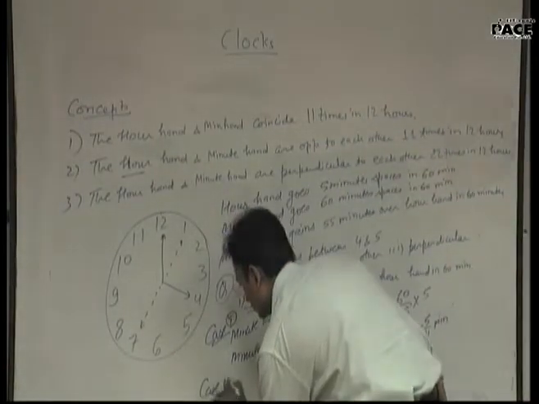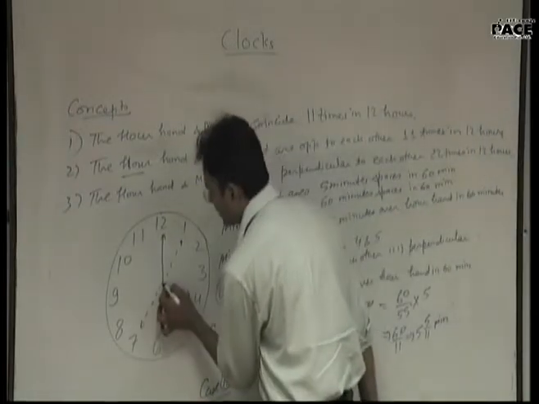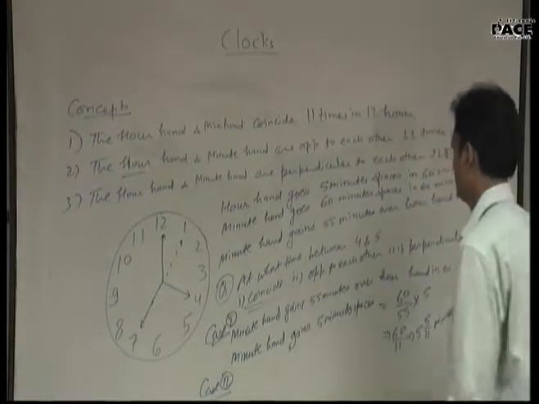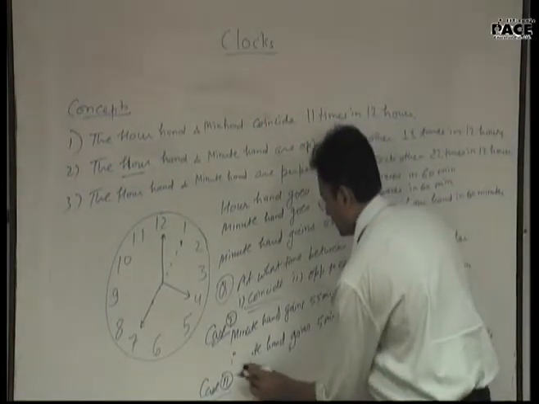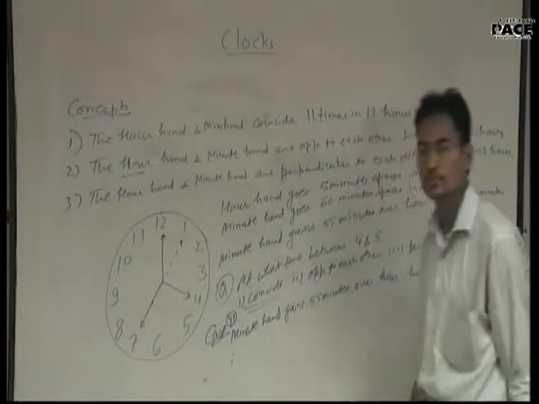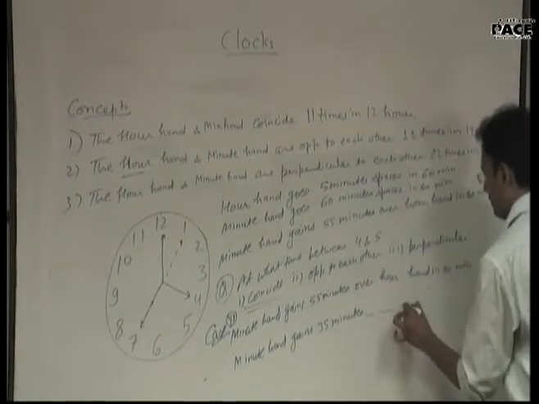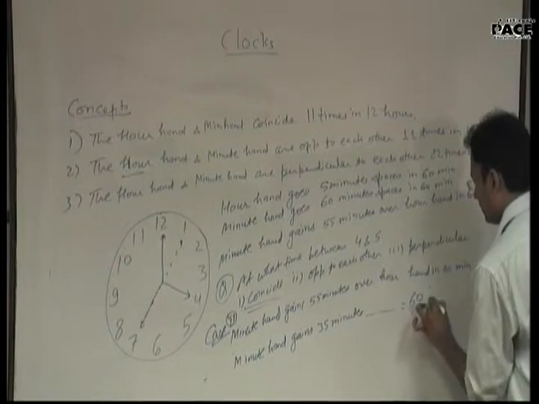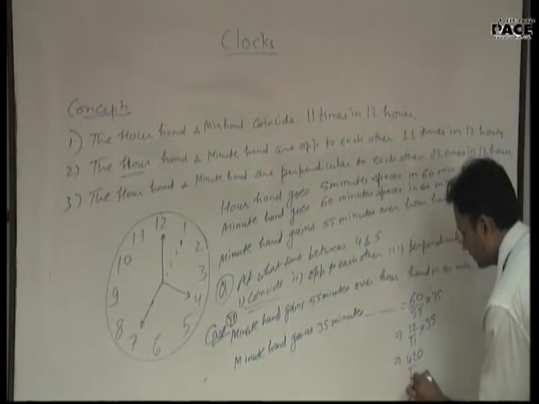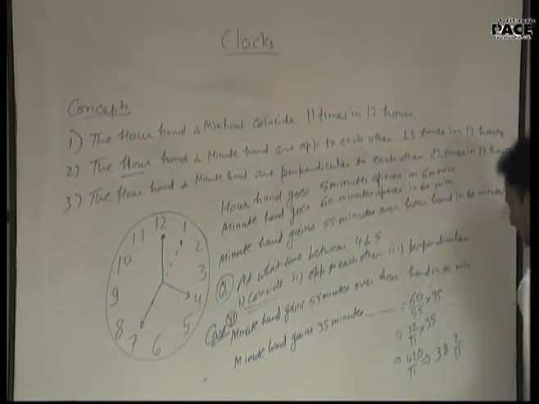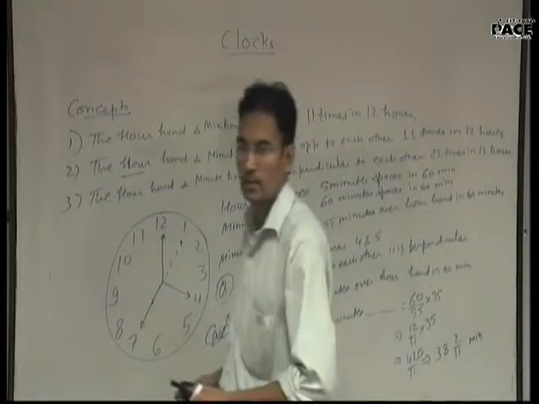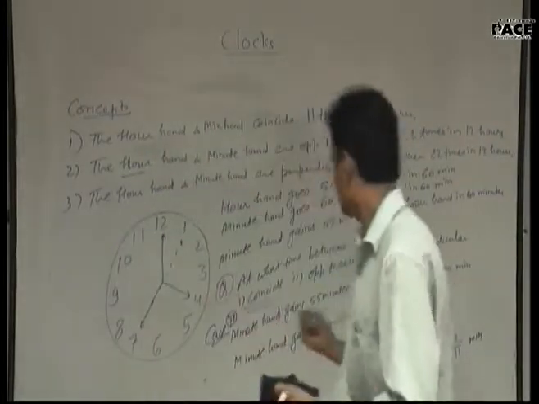Case 2, when the minute hand is here, it has to gain 35 minutes. So we can consider this case here only. Case 2, 38 2 by 11 minutes past 4. So there are two cases for perpendicular.